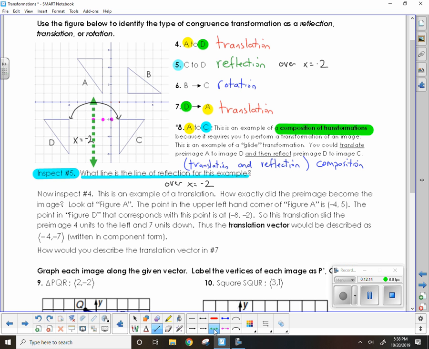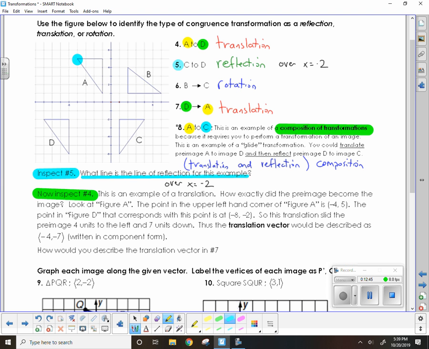Then we've got the translation. And so let's look at the translation. We're going to inspect number 4. Okay, so come on down here. Now we're going to inspect number 4. Come back, we'll get rid of this. And when I look at number 4, if you follow along that explanation here, look at the upper left corner of figure A: -4, +5, right? If that is our starting point, and then we could look at the image.